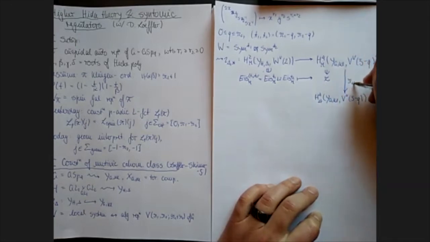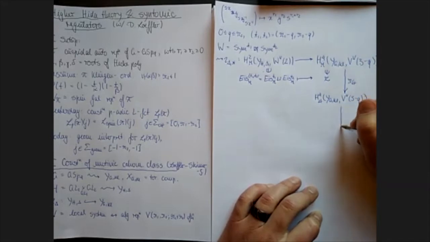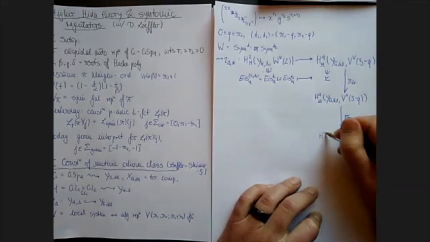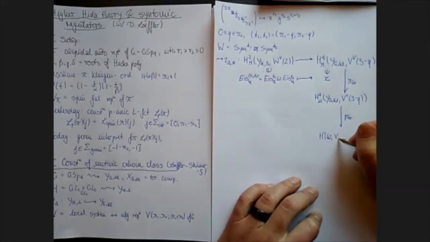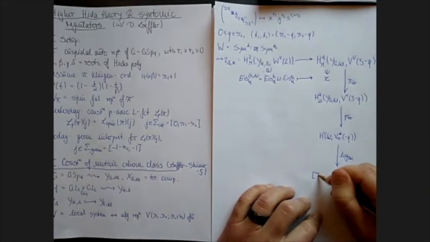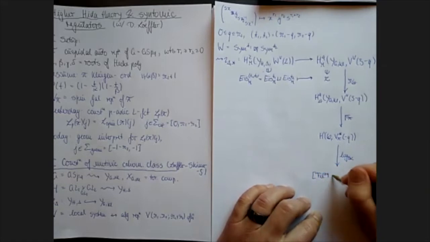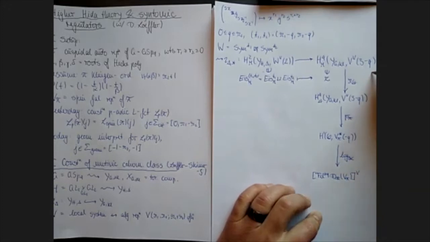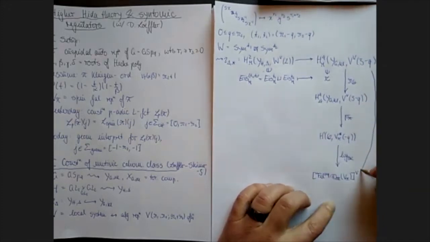So this here is our étale. From here, we have a projection map into Galois cohomology of V pi dual minus Q. And we can then apply the Bloch-Kato logarithm to end up in the dual of the Fil^{1+Q} of D de Rham of V pi, of V pi all dual. And the composition of these maps is called the Étale-Abel-Jacobi map.